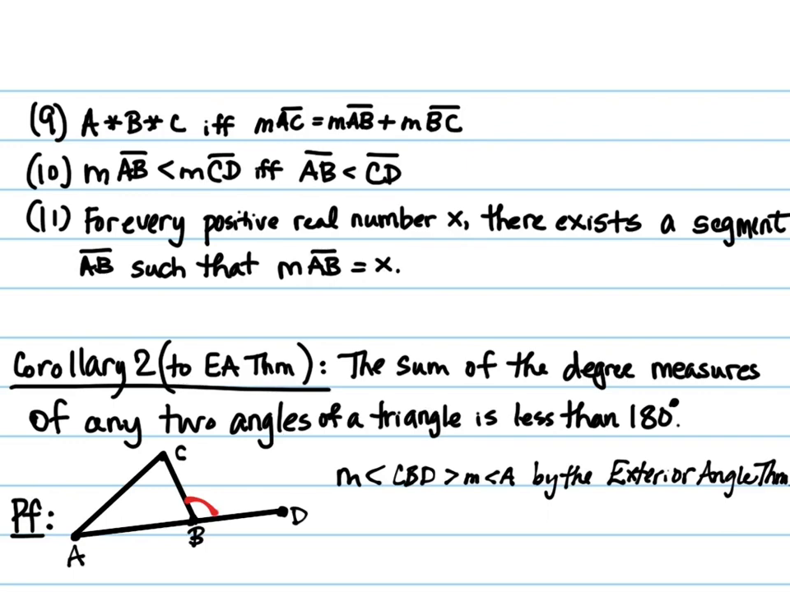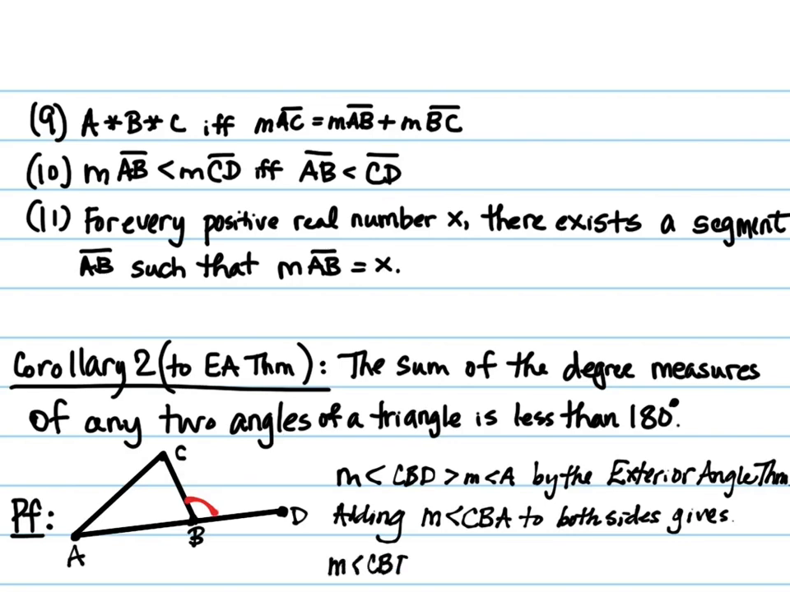You could abbreviate EA. I probably should have, and that would have saved some space. Oh well. Adding the measure of angle CBA to both sides gives the following. So we have the measure of angle CBD plus the measure of angle CBA, still greater than the measure of angle A plus the measure of angle CBA.